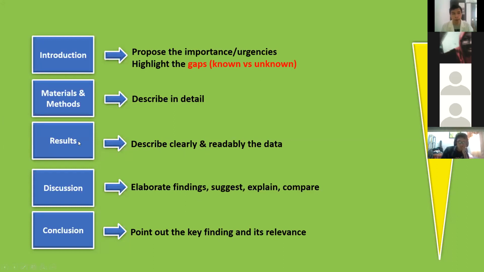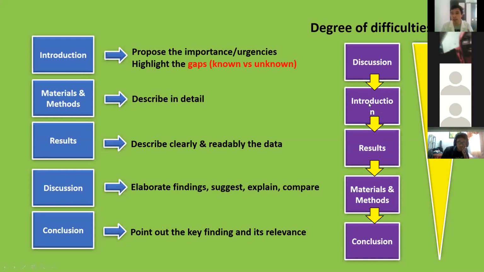And when you write your paper, you have to be aware of the degrees of difficulty. The degree of difficulty is how difficult it is to construct such a part. We can visualize it in this graph. This is the very top one, the difficult one, and this is the easy part, the lower part. So the difficult part is the discussion. Please remember, it's not easy. The very hardest part in constructing and writing a scientific article is the discussion part.